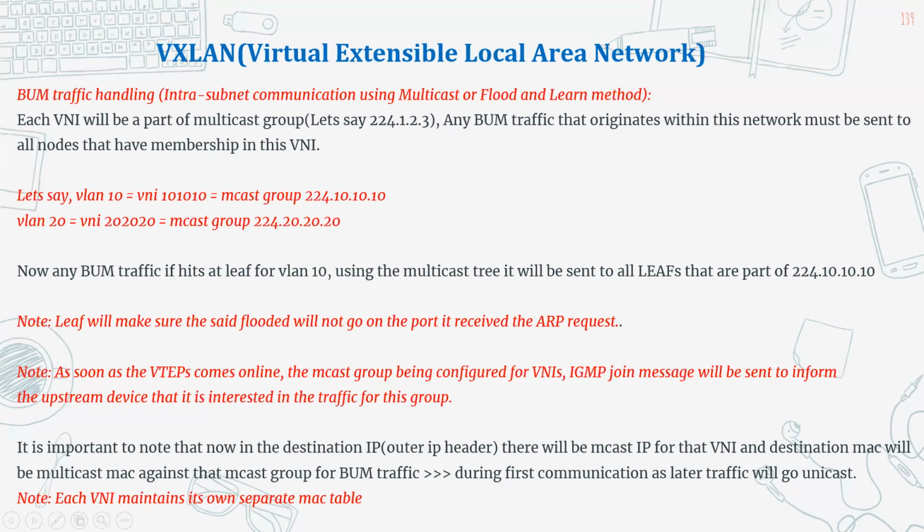So in our previous section, we discussed ingress replication using BGP, or basically we were doing intra-subnet communication. At the end of the video, we discussed that intra-subnet communication can be easily achieved using multicast, and we do not need to configure BGP EVPN. So in this particular section, we are going to discuss how we can leverage multicast for our hosts to communicate in the same subnet.